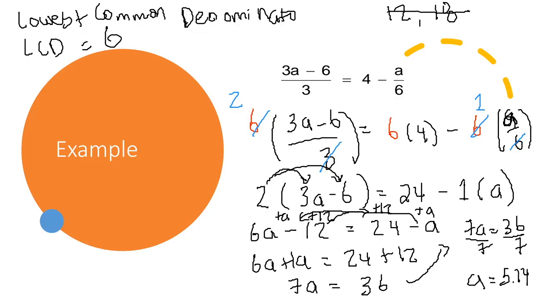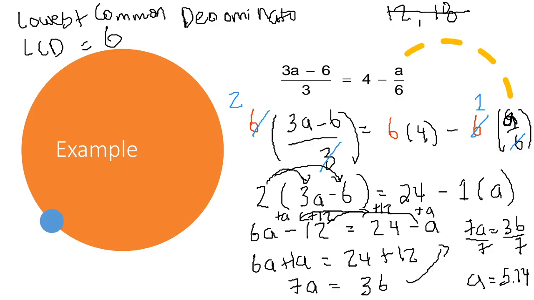Okay, so to recap, we found our lowest common denominator, which happened to be 6. We multiply every term. So this is its own term, this is its own term, and this is its own term. So we multiply each one of these by the value we've chosen, in this case 6. Once we've done that, we're going to cross reduce. So that's why 6 divided by 3 becomes a 2, and this one becomes a 1. Then we write down what we're left with.